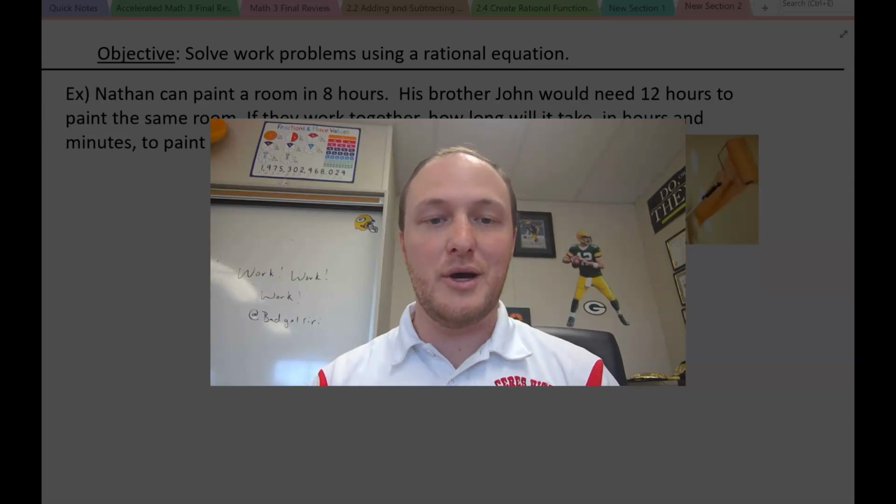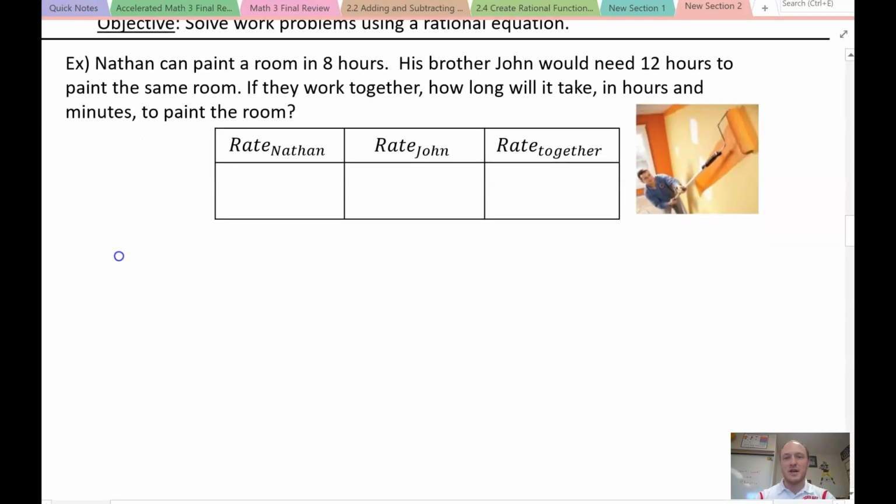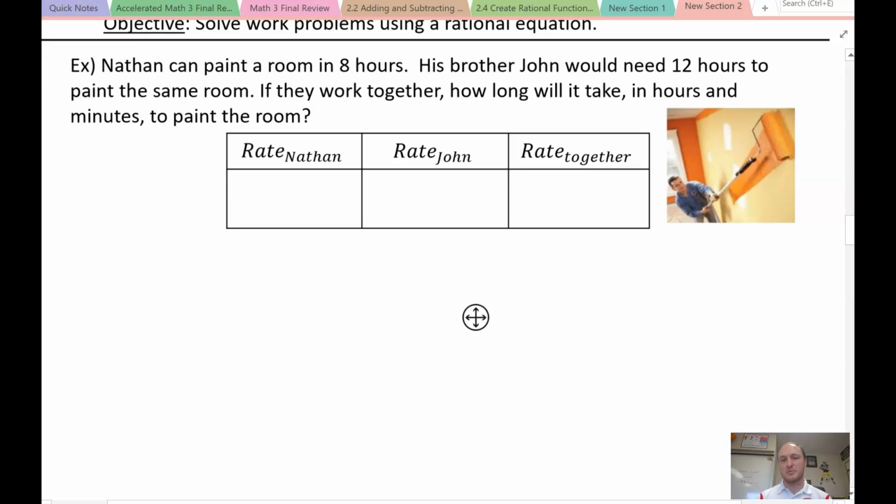Okay, so we're talking about work, and in the first example here, it says Nathan can paint a room in 8 hours, and his brother Jonathan would need 12 hours to paint the same room. If they work together, how long will it take in hours and minutes to paint the room?